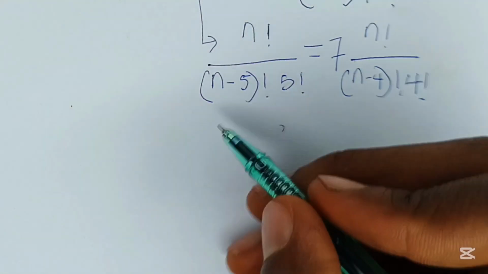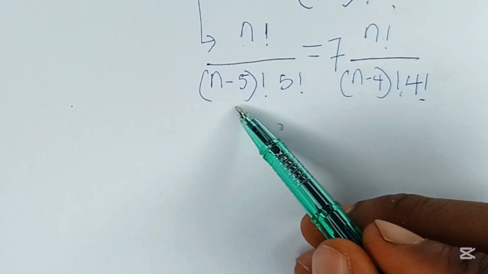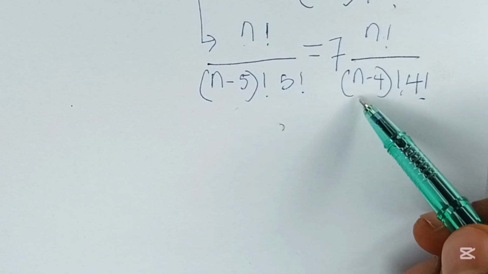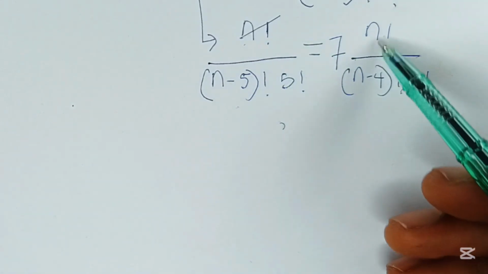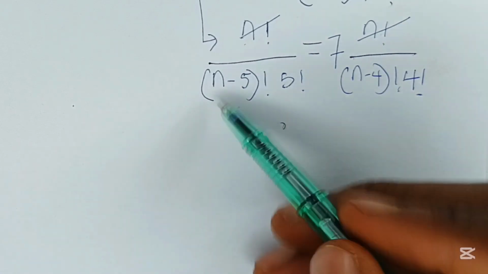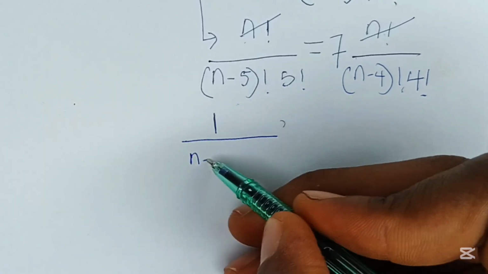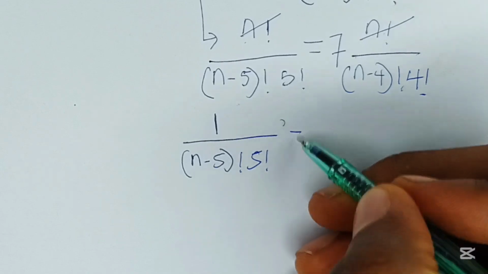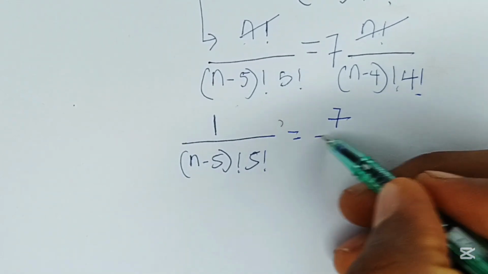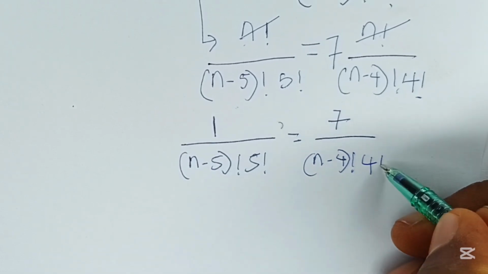Now you can see we have n factorial on both sides, and on the denominator we have n minus 4 factorial and n minus 5 factorial. Looking at this, n factorial can strike out on both sides. Now we can say that this is 1 over n minus 5 factorial, 5 factorial, equal to 7 times 1 is 7 divided by n minus 4 factorial, 4 factorial.